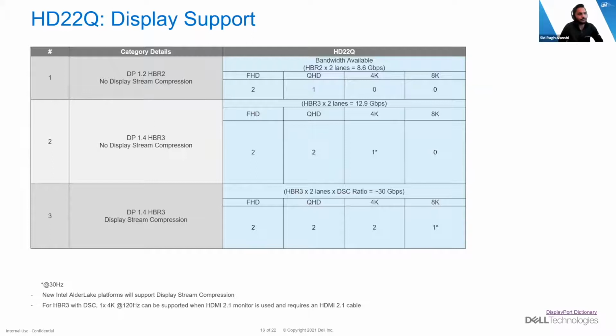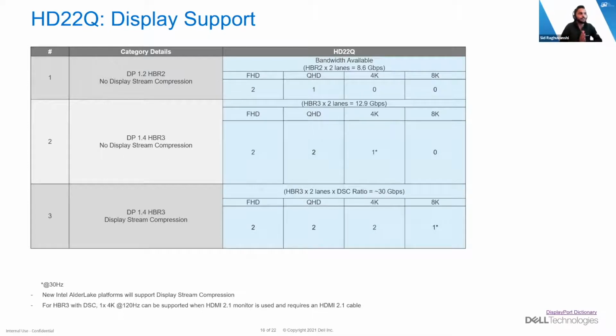Display stream compression actually lets you multiply your bandwidth by 2 to 3 times. So if you look at section 2 and section 3, when you have HBR3 with no display stream compression and HBR3 with display stream compression, you can actually have 2 to 3 times more bandwidth. What happens in display stream compression is you're able to compress more bandwidth into that single USB-C connection that's going from your dock to your laptop, right? So you can push in more bandwidth, and then it can be decompressed on the side of the dock and able to support higher resolution monitors, right?